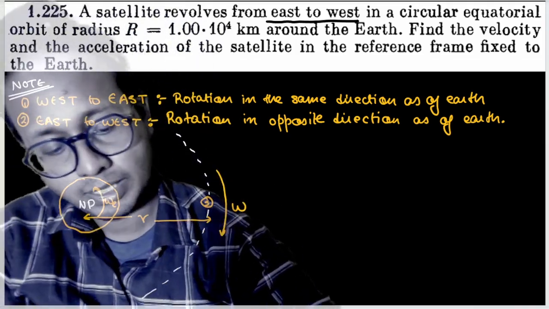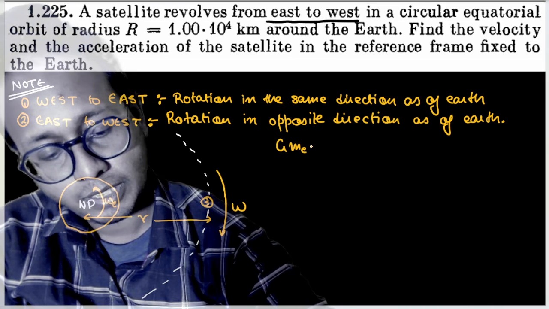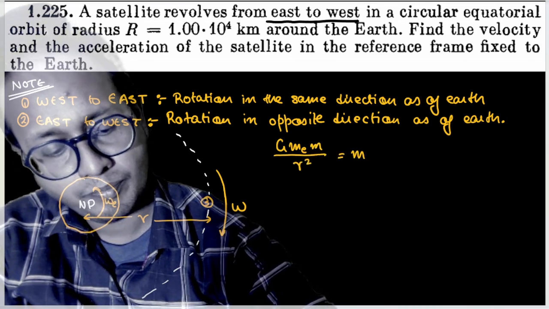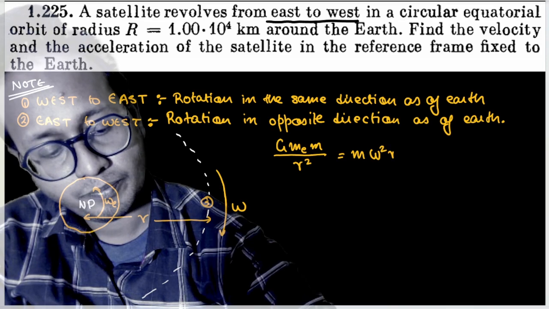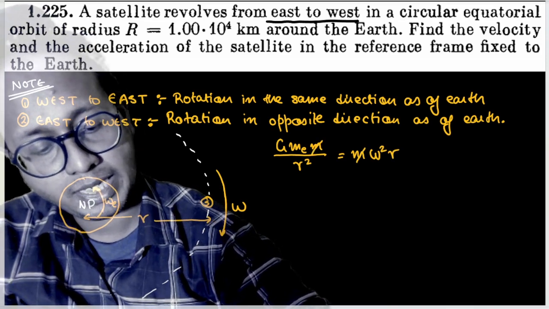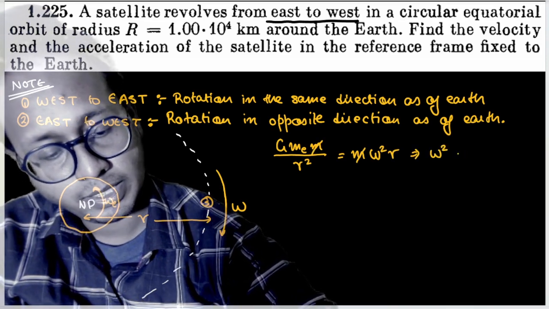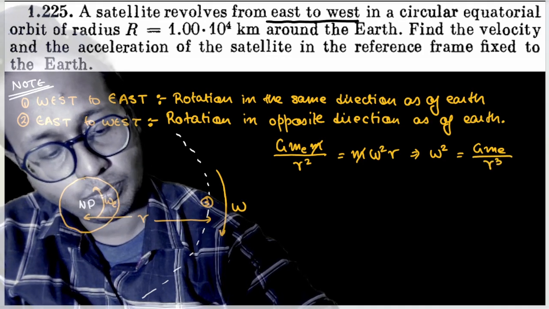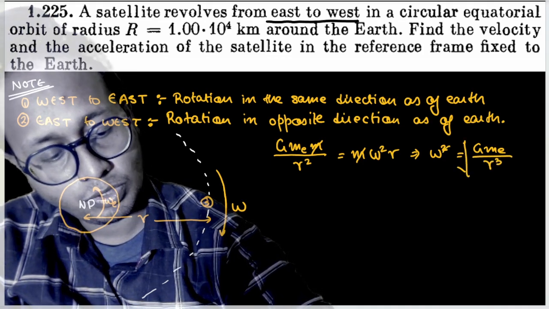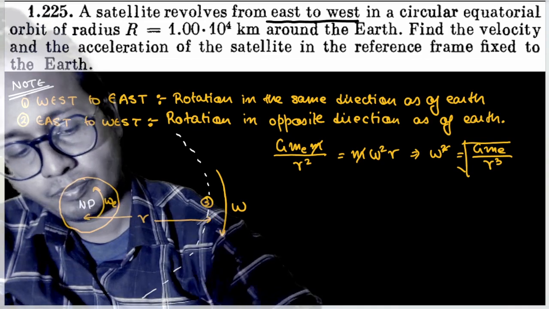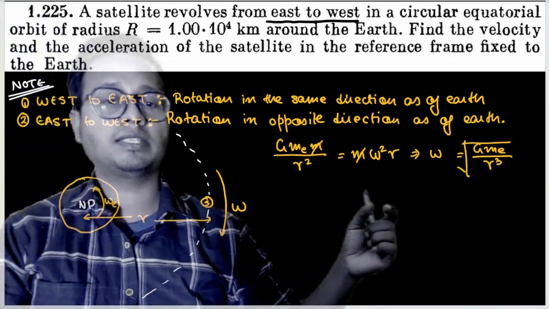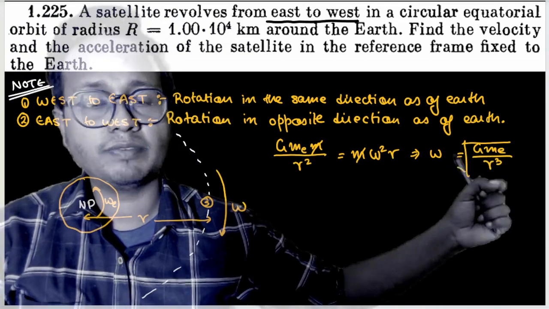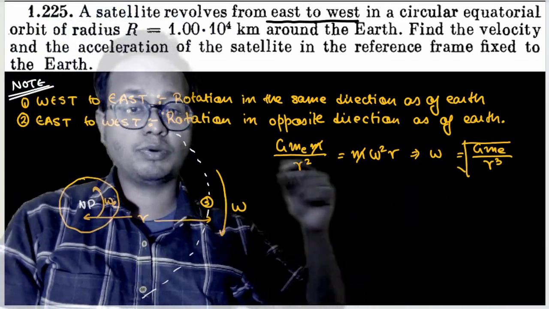So if I apply G mass of Earth into mass of satellite divided by r square is equal to m omega square r, m and m would get cancelled. Omega square is equal to G mass of Earth divided by r cube, or omega is equal to under root G mass of Earth divided by r cube. So the absolute angular velocity of the satellite is under root G into mass of Earth divided by r cube. This is the absolute angular velocity.